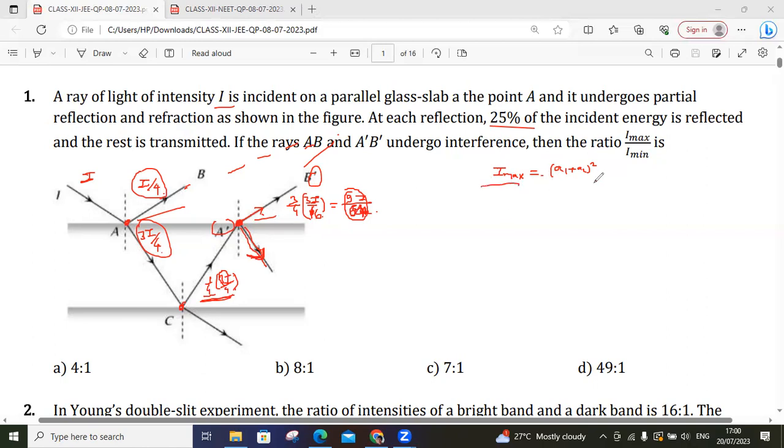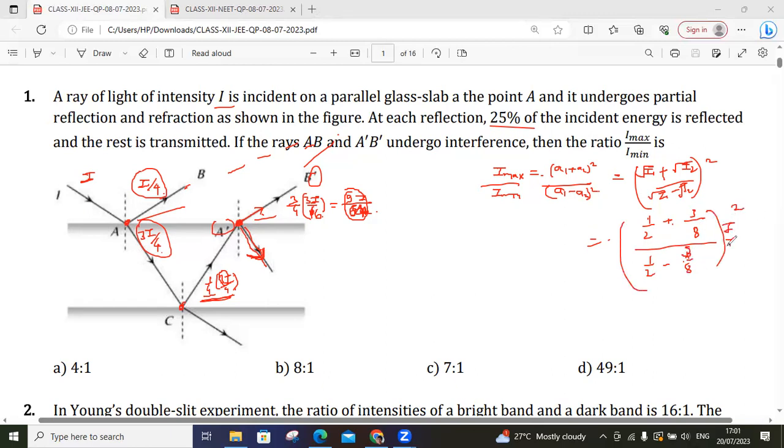You know this formula. Imax by Imin is (A1 plus A2) whole square by (A1 minus A2) whole square, correct? Maximum amplitude is A1 plus A2, minimum amplitude is A1 minus A2, and intensity means square of amplitude. So this will become (root I1 plus root I2) whole square by (root I1 minus root I2) whole square, because I is proportional to A square, correct? So if you see I by 4 and 9I by 64 are there. If you take the root, what will you get? 1 by 2 plus 3 by 8, whole square, over 1 by 2 minus 3 by 8, whole square.